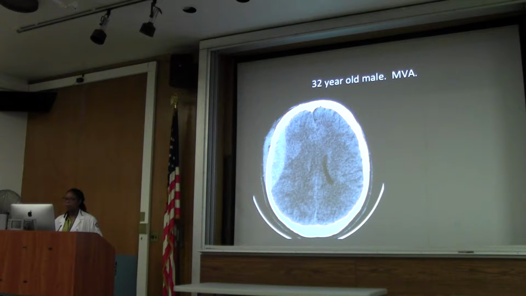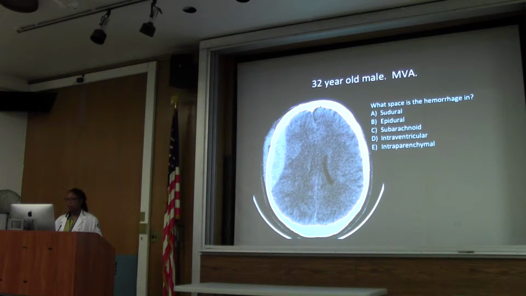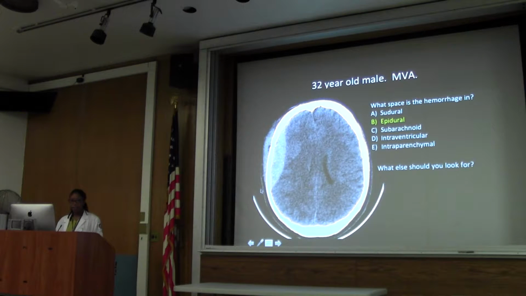This is a 32-year-old male post-MVA. Can anyone tell me, what do you see? The question is what space is this hemorrhage in? It's in the epidural space. And what we see here is a lentiform, hyperdense, extra-axial fluid collection in the right parietal region. You can see that it's clearly compressing the underlying parenchyma, and it's causing a midline shift towards the left. So this is an epidural hematoma.